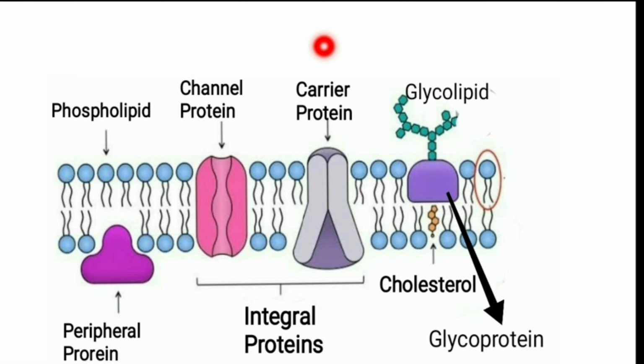Okay. Now the carrier proteins. Carrier proteins can be uniporters or co-transporters. Uniporters transport single solutes and co-transporters mediate coupled transport. Carrier-mediated transport may be active or passive. Now the glycoprotein, which is attached to the glycolipid.